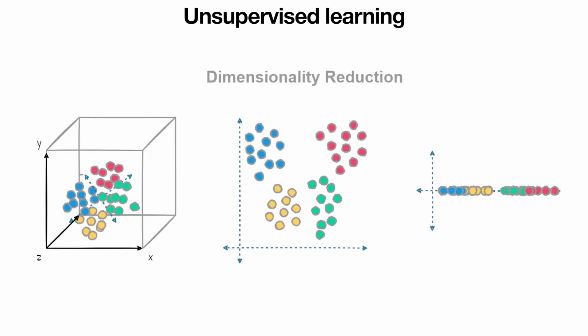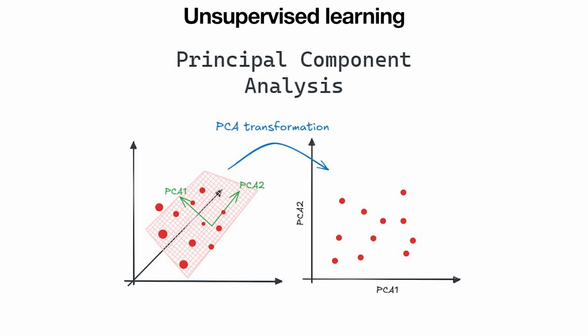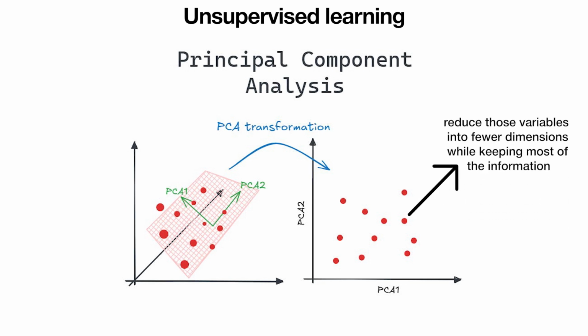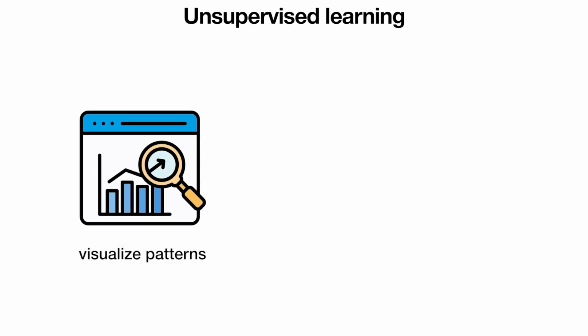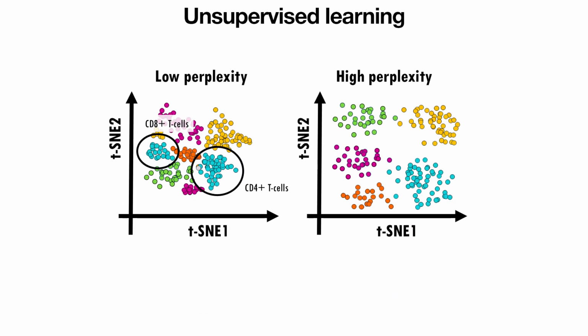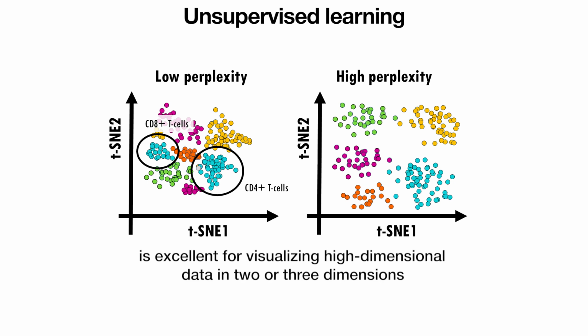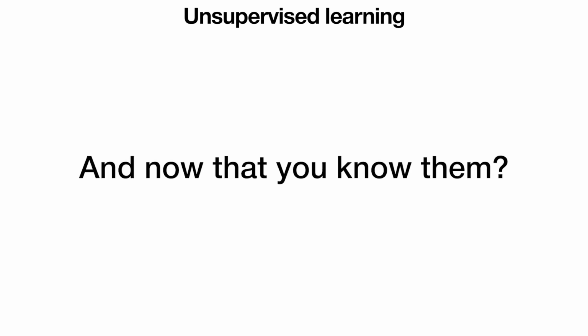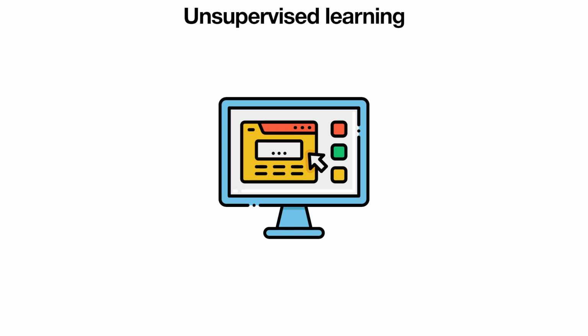Imagine a data set with hundreds of variables. Algorithms like principal component analysis, or PCA, reduce those variables into fewer dimensions while keeping most of the information. This helps visualize patterns, speed up training, and avoid redundancy. Another method, t-SNE, is excellent for visualizing high-dimensional data in 2 or 3 dimensions, often used to map patterns in images or genetics. And now that you know them, the applications are broad.